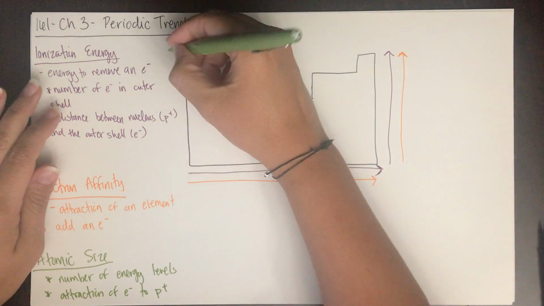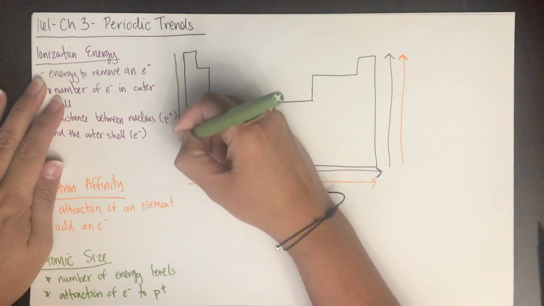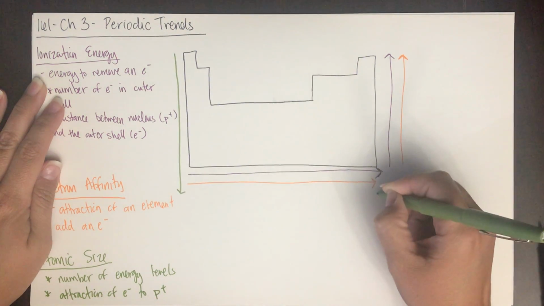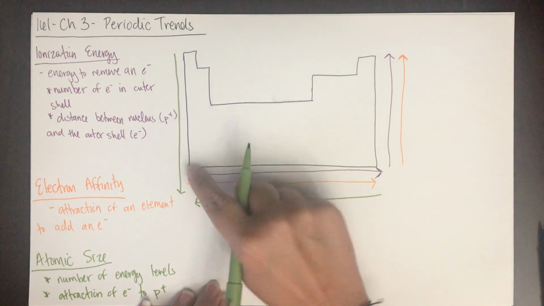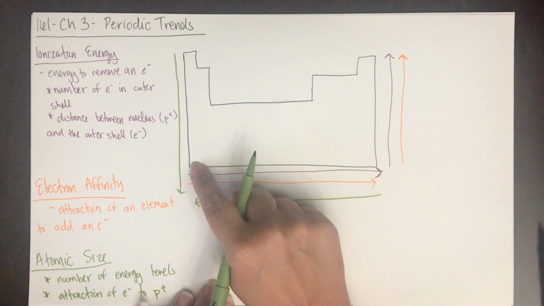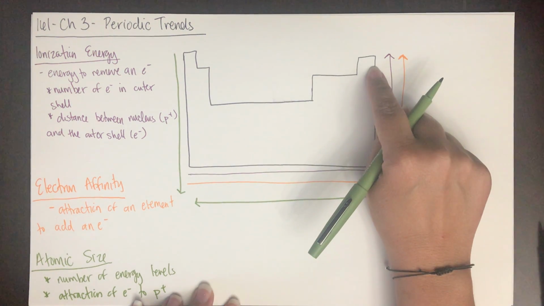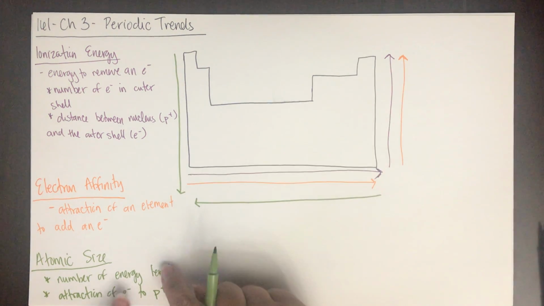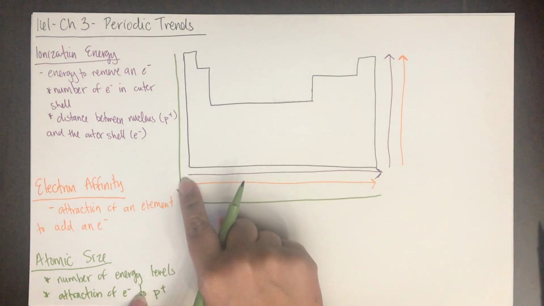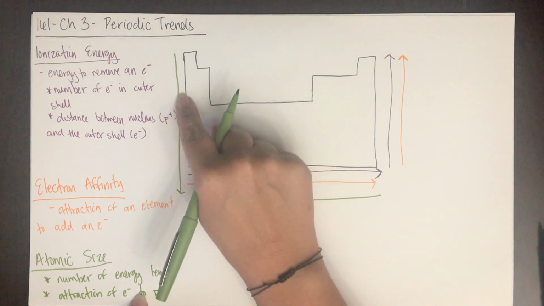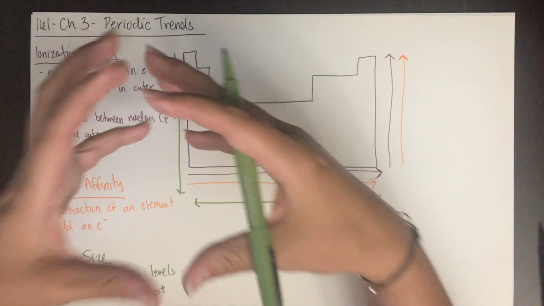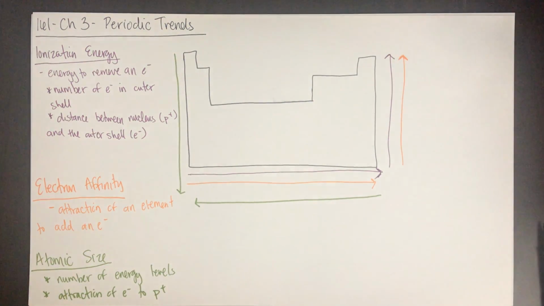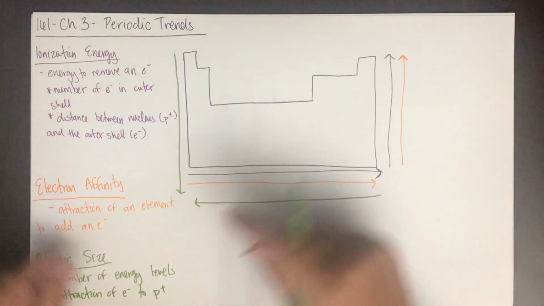So the trend looks like this. Something right here would have the biggest atomic size, something up here would have the smallest atomic size. So the number of energy levels, as we increase energy levels and we're adding shells of electrons, for each shell, it makes the atom bigger and bigger and bigger.